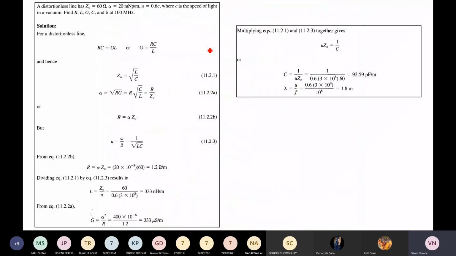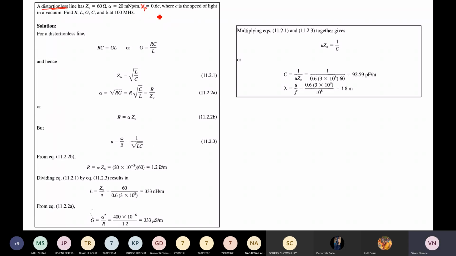Next, you need to zoom in a little. A distortionless line is given here. So we do have R upon L is equal to G upon C, and it has a characteristic impedance Z0, attenuation alpha, and U, that is the velocity of propagation. In our case, instead of U we have used V P.